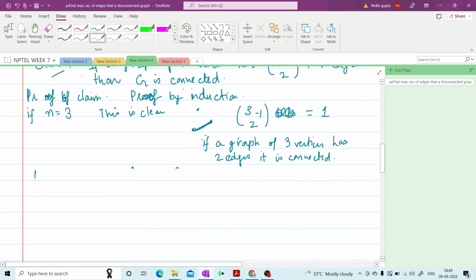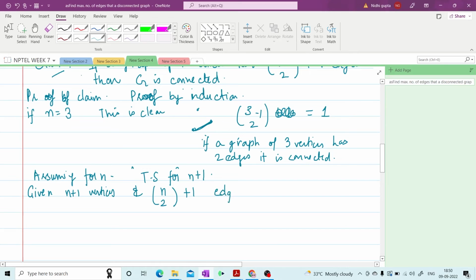Now we are assuming it for n, to show it for n plus 1. What do we need to show? That given n plus 1 vertices and n choose 2 plus 1 edges, G will be connected.